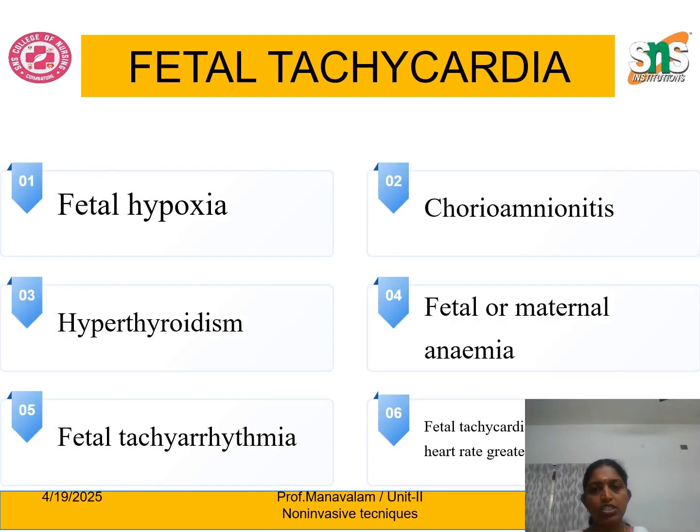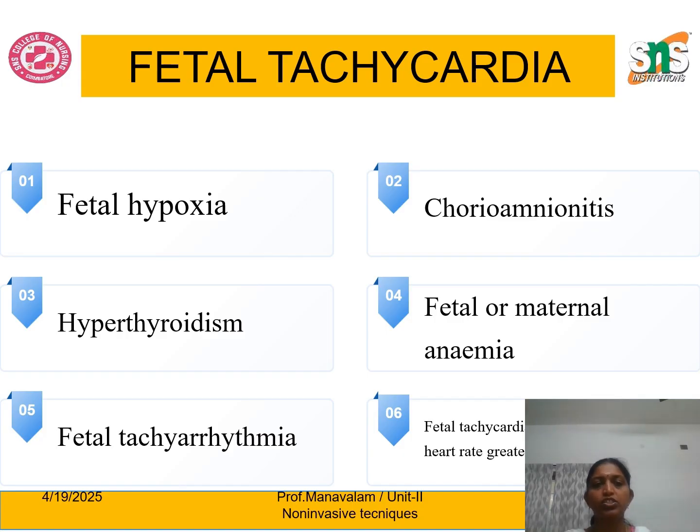We have already seen what the baseline fetal heart rate is. Sometimes there is a variation in the fetal baseline heart rate. Sometimes it may go beyond the level of 160 beats per minute. Then it is called fetal tachycardia. There are many reasons for fetal tachycardia. The first cause is fetal hypoxia.